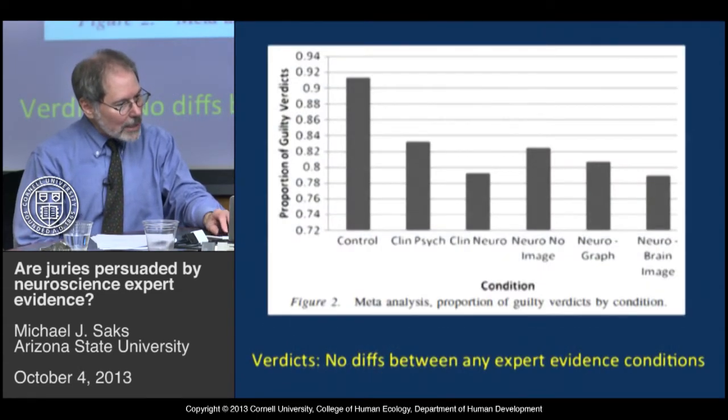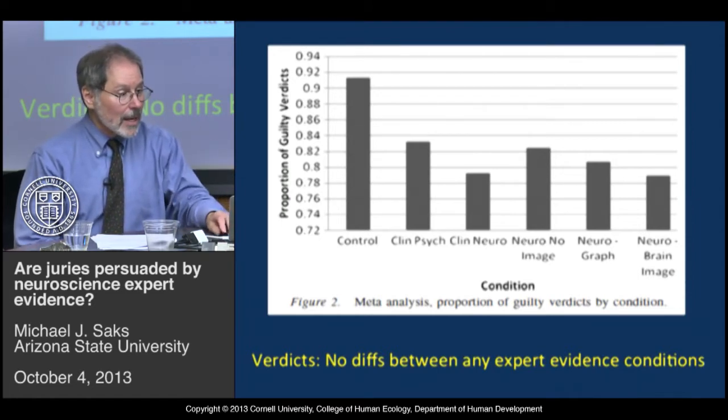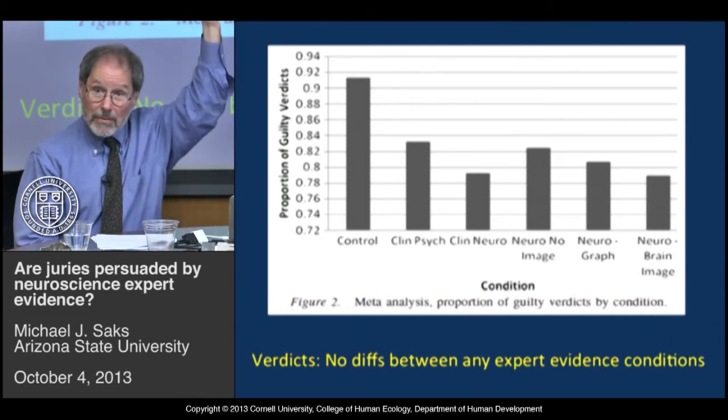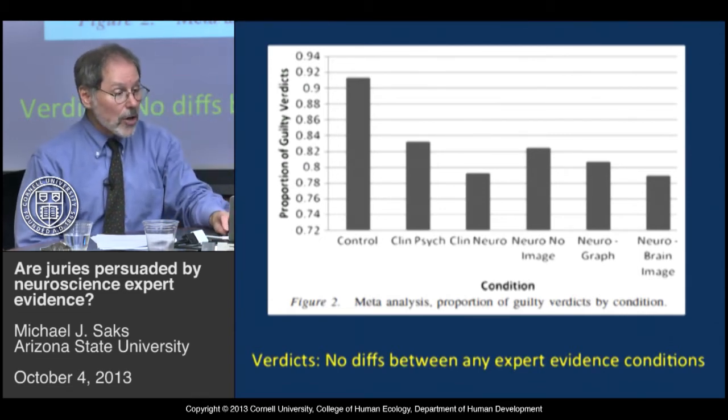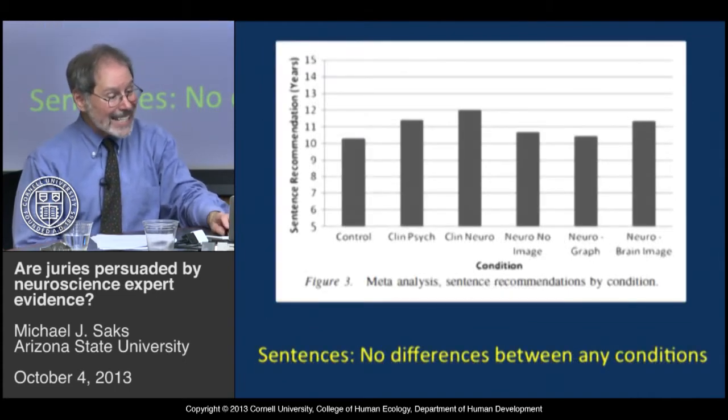And now, what did the meta-analysis show? On verdicts, no difference among the expert evidence conditions. But the control condition came down harder on the person. The expert witness conditions didn't change things too much. That was on verdicts. On sentences, no differences between any conditions when they came to sentencing.